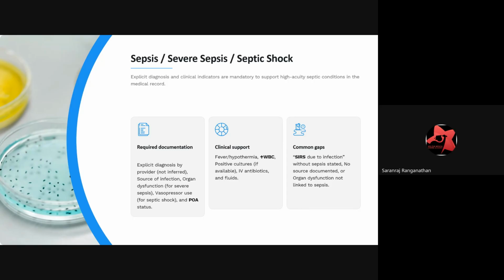But for SARS, what is the main set of conditions? What is the main infection that happened? What is the acute condition here? Whether it is sepsis, severe sepsis, or septic shock is not clearly documented. Okay, that kind of gap you may encounter when it comes to sepsis.